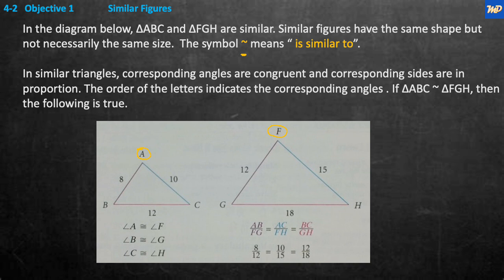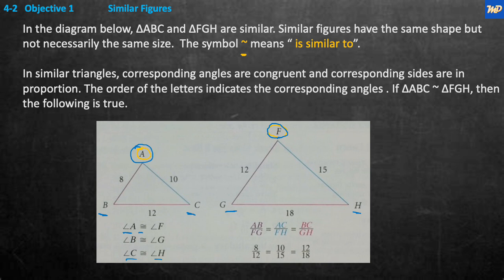I'm going to change to a darker color now. Angle A, right here, that's what I drew the circle on earlier. Angle A is congruent to angle F. This symbol here, the equal sign with the tilde above it, means congruent. I pointed out earlier that these are congruent in similar triangles. These are corresponding. And then angle B is congruent to G, and angle C is congruent to H.